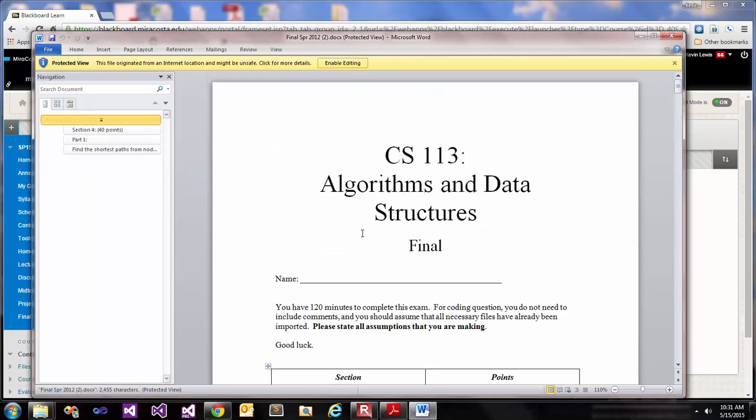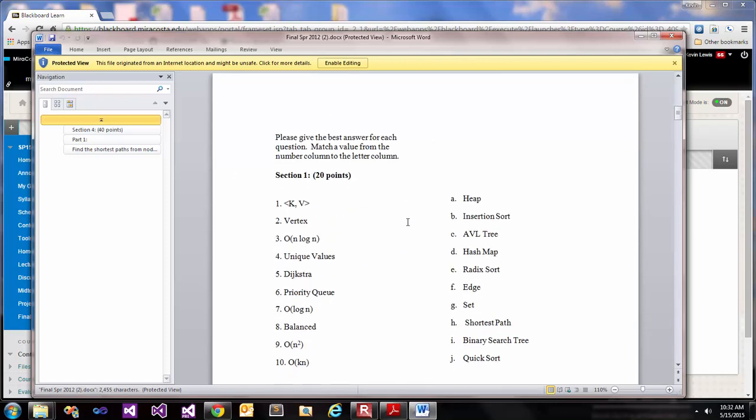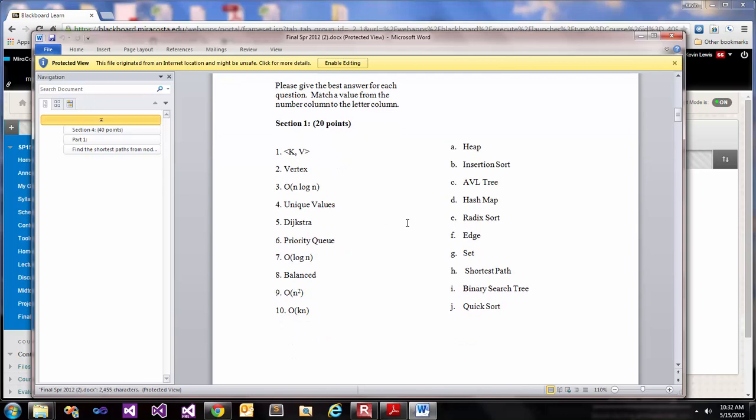Hello, so I will be going over the CS 113 midterm, going through each section. So this is section 1. Section 1 was just a simple matching. Again, it may be true and false. It may be something similar to Big O or something. So section 1 is going to be similar but maybe a little different.